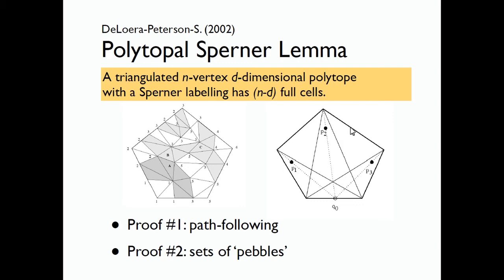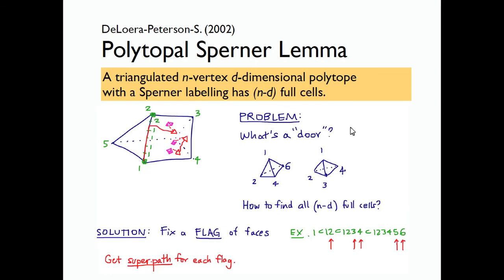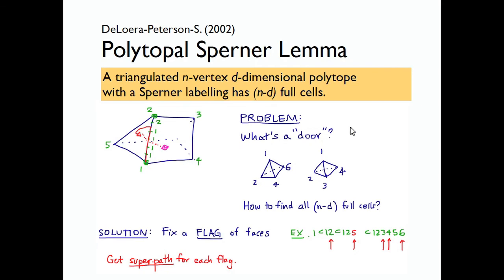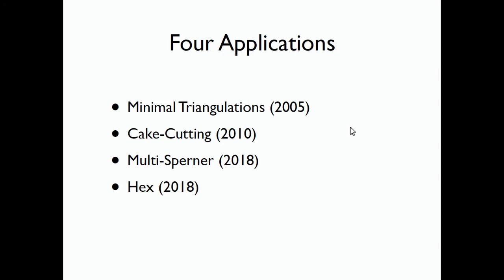Okay? And just to give you a sense of how the arguments go with the flags, you can see in these two pictures, depending on the flag you choose, you'll get different full sets. And that's why you might have, for instance, a lot of different full sets. Great, so now I'm going to just show you four different applications that are kind of cool of the polytopal Sperner lemma.